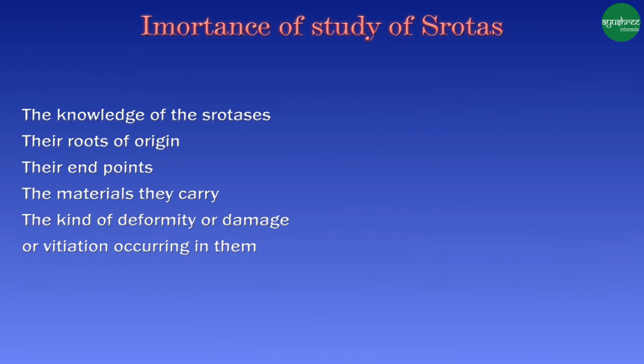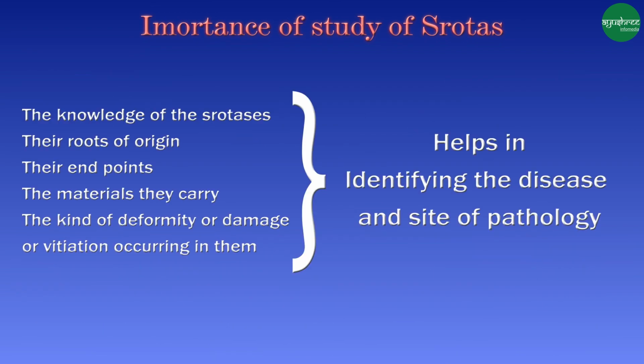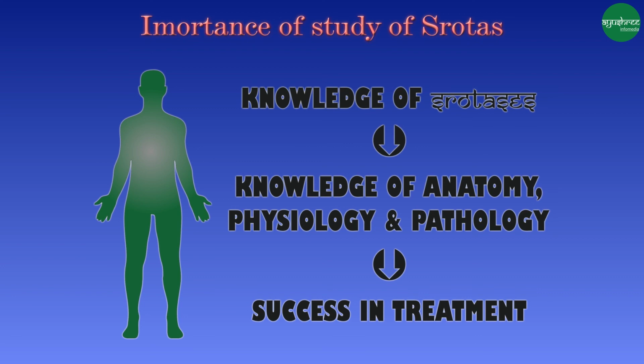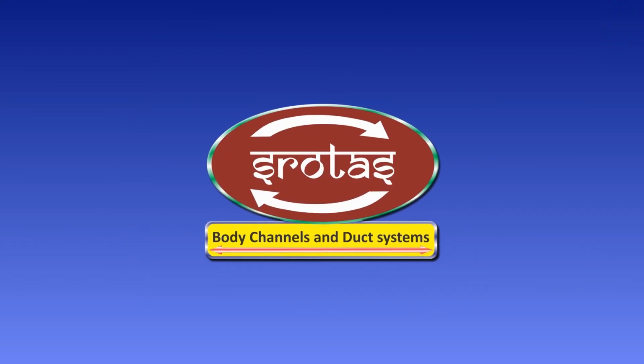The knowledge of Srotases, their roots of origin, their endpoints, the materials they carry, the kind of deformity or damage or vitiation occurring in them will be extremely helpful in identifying the disease and site of pathology. Thus, the knowledge of Srotases not only helps in learning about the anatomy of transport system of the body, but also to understand their physiology and pathology. Proper knowledge of physiology and pathology is the key for success in treatment. This brings us to the conclusion of Srotas concept.